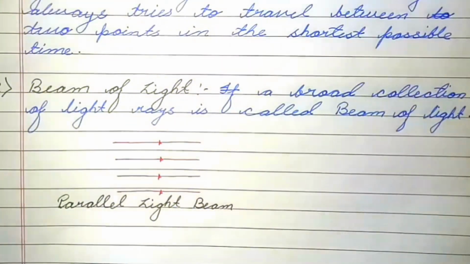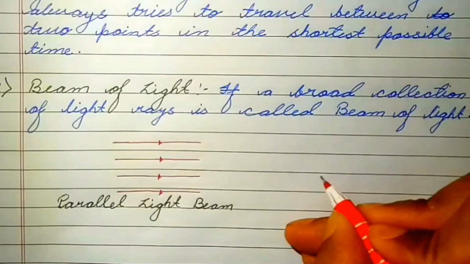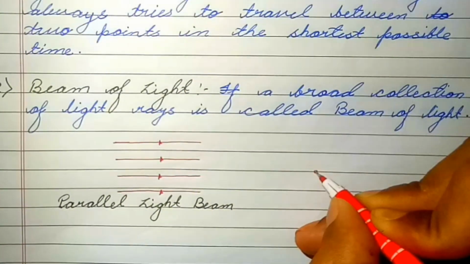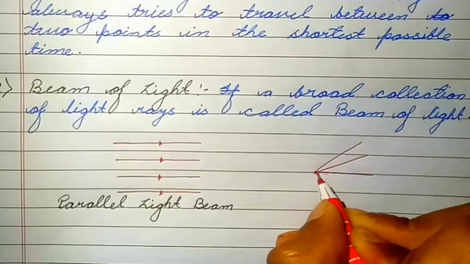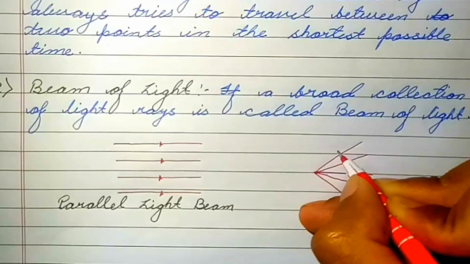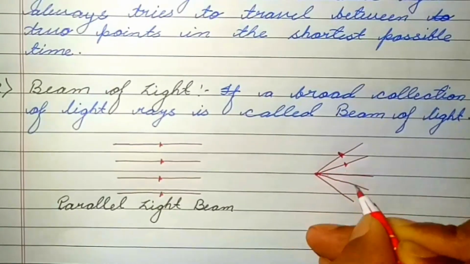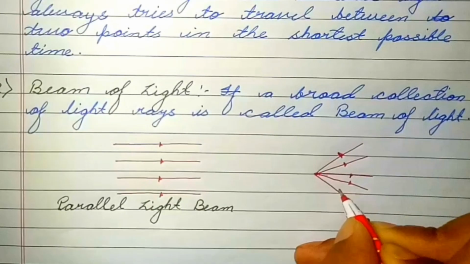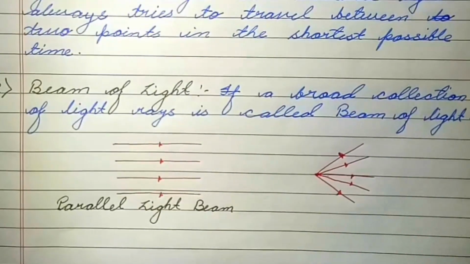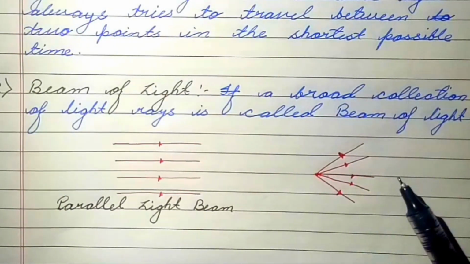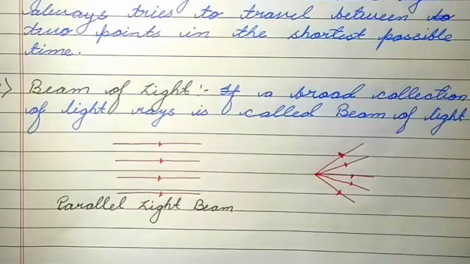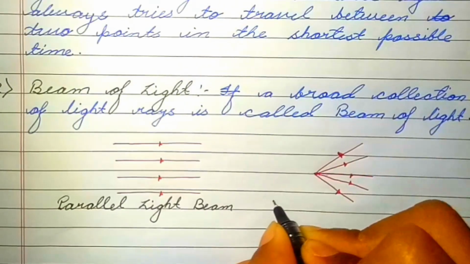And the second one is, suppose that students, these all are rays of light and they move away from each other. When different rays of a light beam move away from one another, then such a beam is known as a divergent light beam.